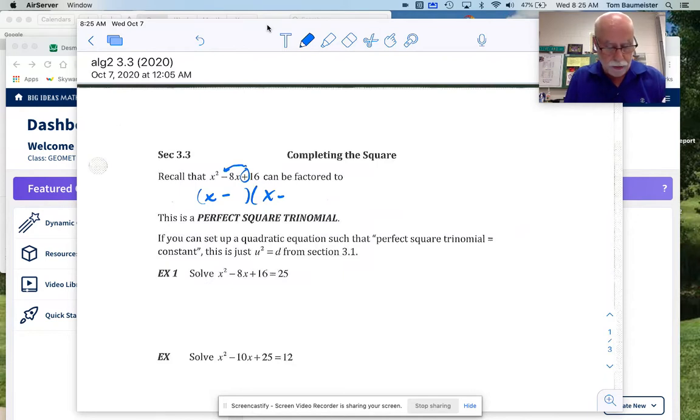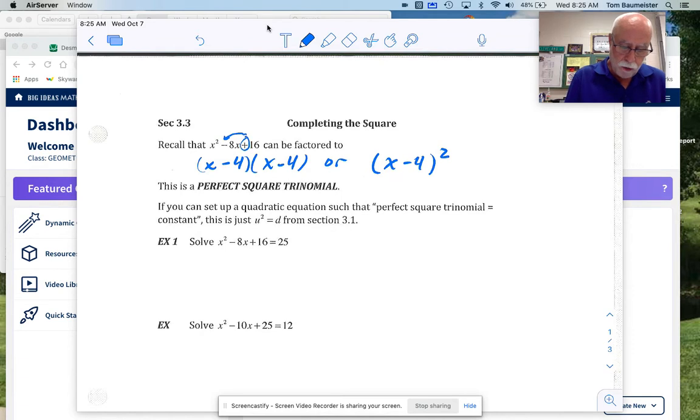All right? And then think to yourself, what are two numbers that when I multiply them equal 16, yet when I add them equal negative 8? And you would tell me it's minus 4 and minus 4. Notice, since we have two of them, we can write this as x minus 4 squared. So this is what is called a perfect square trinomial. So if you can set up a quadratic equation such that a perfect square trinomial equals a constant, this is just the u squared equals d from section 3.1.